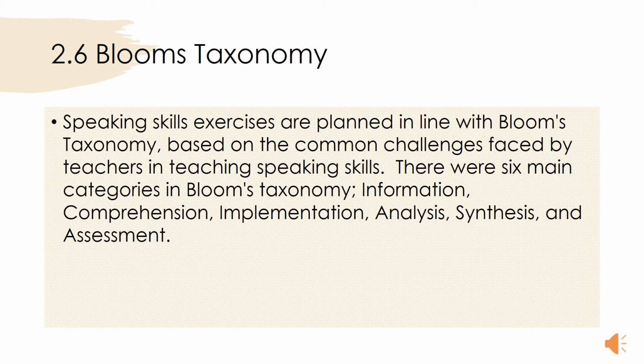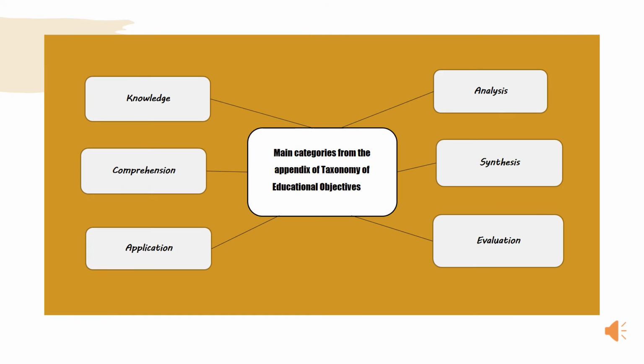There are six main categories in Bloom's taxonomy. Those are knowledge, comprehension, application, analysis, synthesis, and evaluation. Knowledge entails the ability to recall or state information, the remembering of previously learned material, while comprehension entails the ability to give meaning to information, or the ability to grasp the meaning of material.